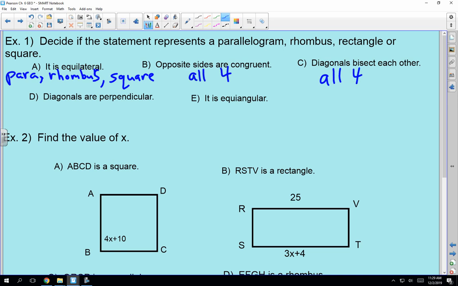All right, diagonals are perpendicular. So that's not necessarily true for a parallelogram. It is true for a rhombus. What's the other one it's true for? What about a rectangle? But the square is the other one. So rhombus and square. And then E, it is equiangular. So that means it's kind of like A. It could be a square or rectangle, yeah. Not necessarily a rhombus, a square or rectangle.